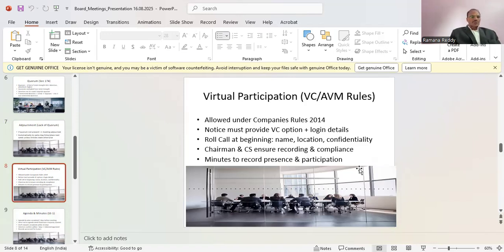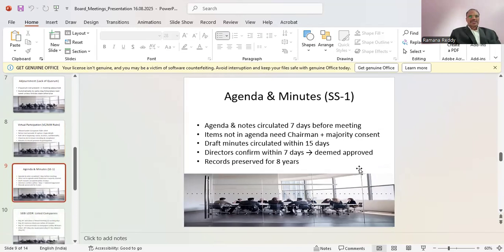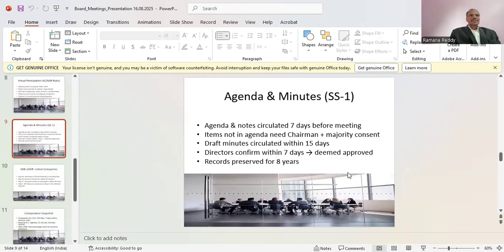And we'll move on to agenda and minutes, Secretarial Standard SS-1. Agenda and notes to agenda are to be circulated. Although not mandatory under the Companies Act 2013, SS-1 requires the agenda and notes to be circulated at least 7 days before the meeting, outlining items and background.